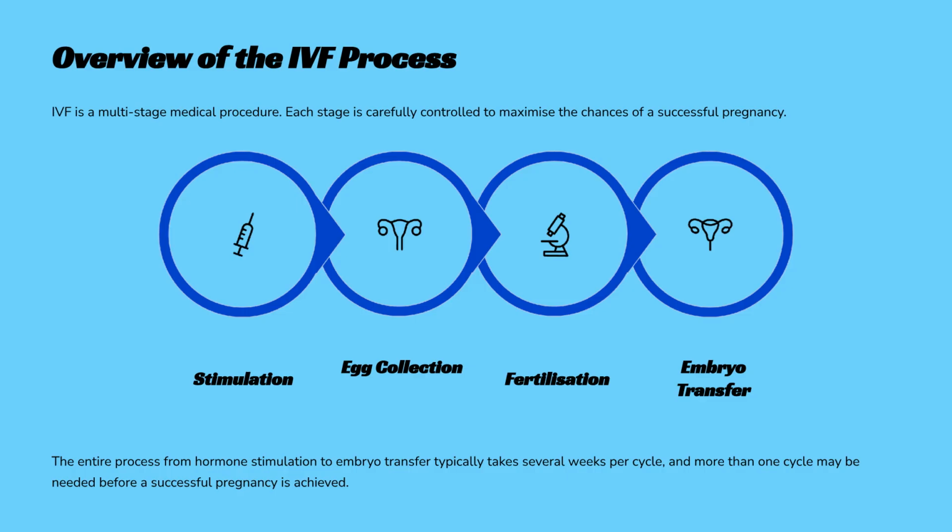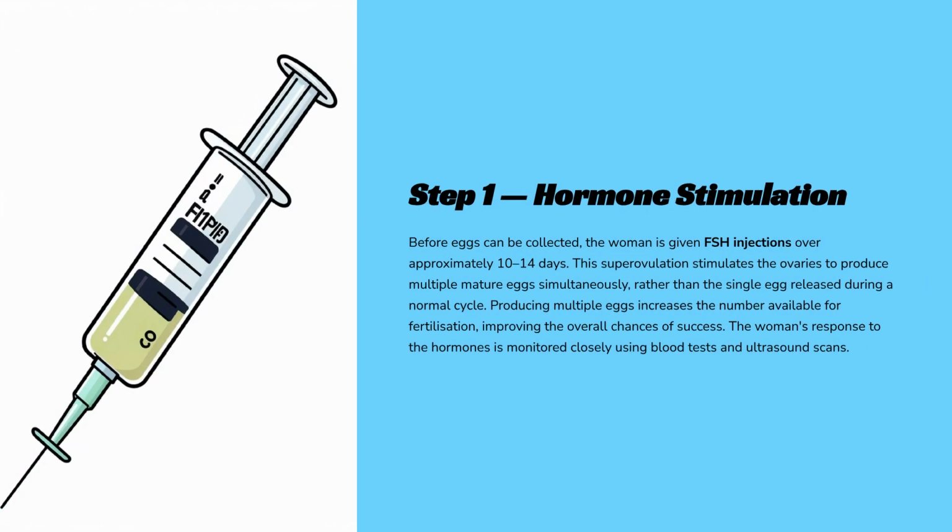The IVF process consists of 4 main stages: stimulation, egg collection, fertilization, and finally, embryo transfer. It is a multi-stage procedure that may require multiple cycles to achieve a successful pregnancy. Step 1 is hormone stimulation. The woman receives FSH injections for about 10 to 14 days. This causes superovulation, where multiple eggs are produced simultaneously instead of just one, increasing the chances for successful fertilization.